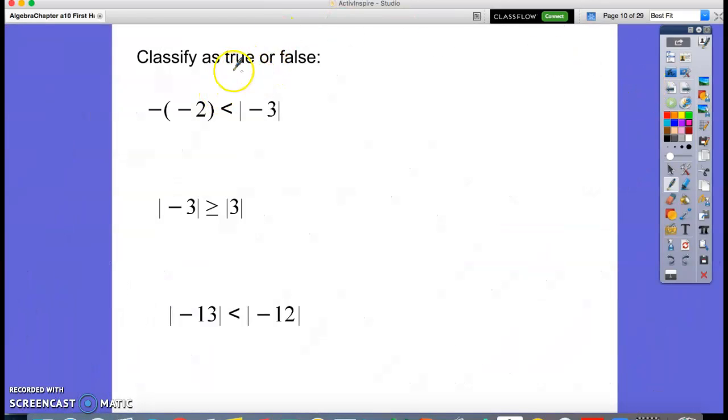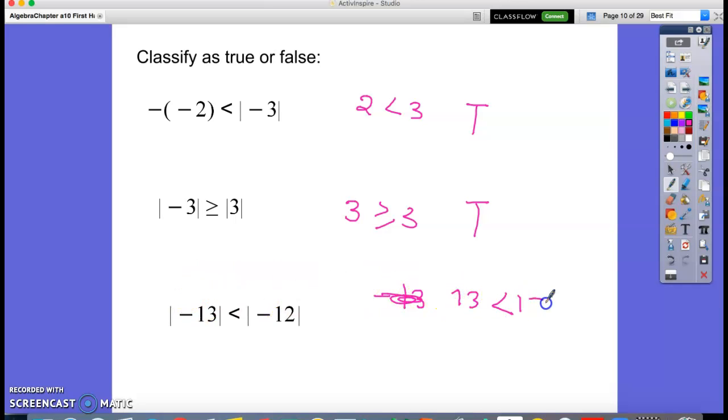Now classify as true or false again. This is a double negative, so that means 2 is less than 3. So that's a true statement. And this is what? 3 greater than or equal to 3. Yes. So this is a true statement. 3 is equal to 3, right? Now negative 13. When you take the absolute value, it will be 13. Is it less than 12? No, 13 is not less than 12. So this is not a true statement. It's a false statement.